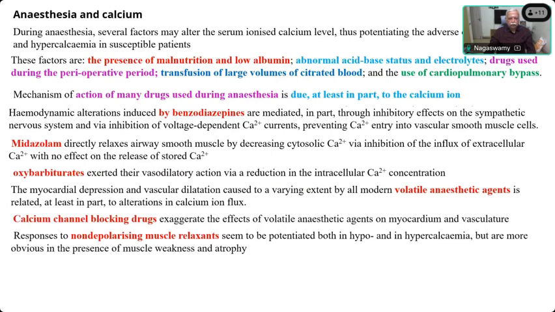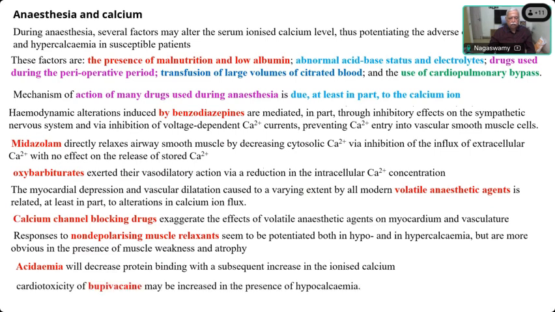And non-depolarizing muscle relaxants seem to be potentiated by both hypo and hypercalcemia, which is more obvious in the presence of muscle weakness and atrophy. Acidemia will also decrease protein binding with subsequent increase in ionized calcium. And cardiotoxicity of bupivacaine may be increased in the presence of hypocalcemia. So if the person has suffered from bupivacaine toxicity, and the cardiac contractions are not returning despite your intralipid, check the calcium and correct the calcium, then it may revive the heart.